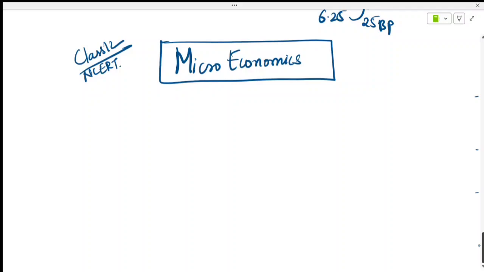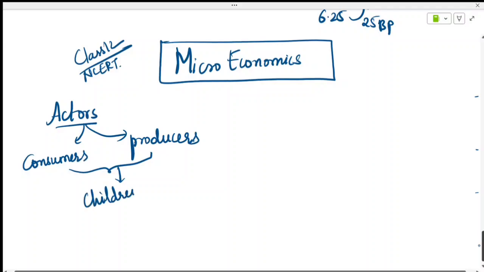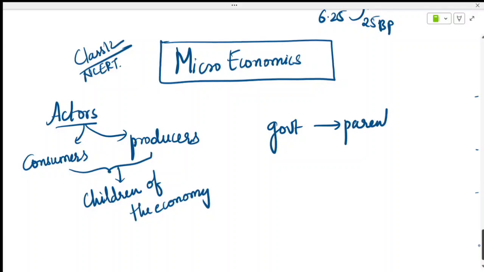When it comes to microeconomics, we'll be seeing actors. So there will be two actors, individuals, right? So individual will be maybe a consumer, or else individual may be the owner of any company. So he can be consumer and producers. So consumer and producers are children of the economy. Then who is the parent? Government is the parent, right? So government will be deciding how much tax rates, how much interest rate, these things. So government will be taking care of these consumers and producers.